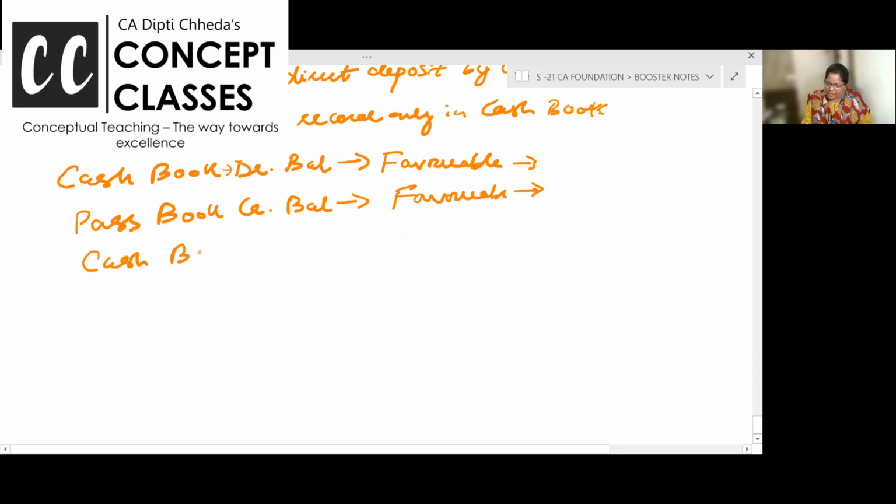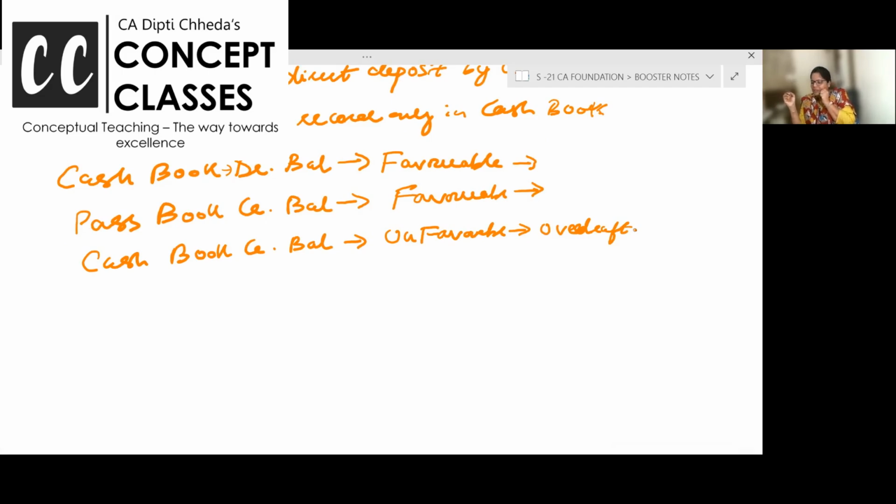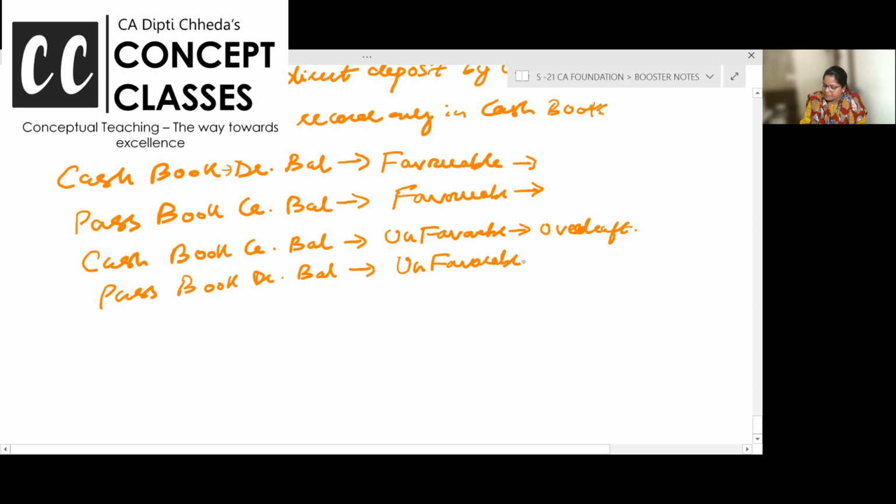Now, cash book credit balance, unfavorable. It's also called as overdraft. Cash book, credit balance, unfavorable. Overdraft. Passbook, debit balance, unfavorable. Overdraft. Clear है?